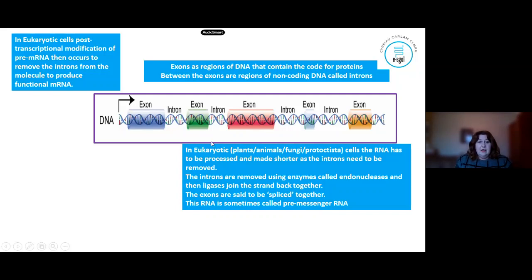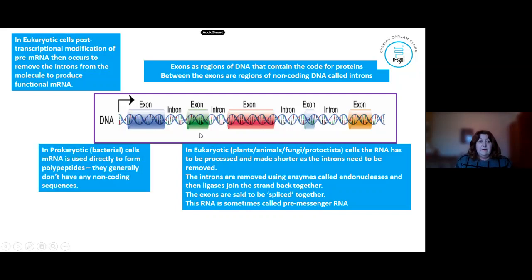So the RNA that we've got now is RNA that's fit for purpose. Of course this happens in eukaryotic cells, but in prokaryotic cells, the messenger RNA that's been transcribed is used directly.